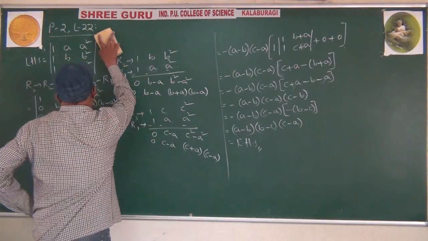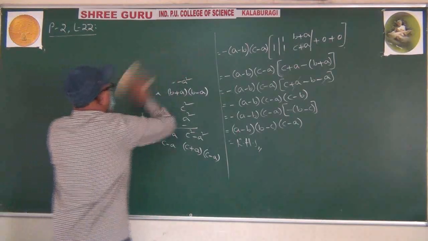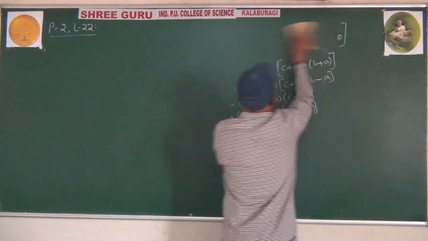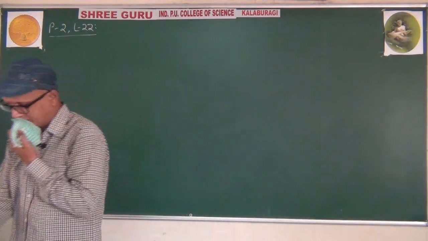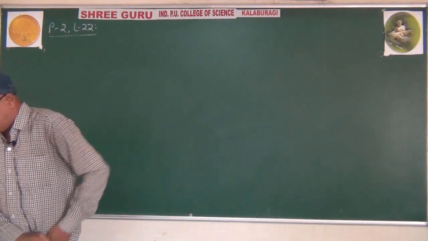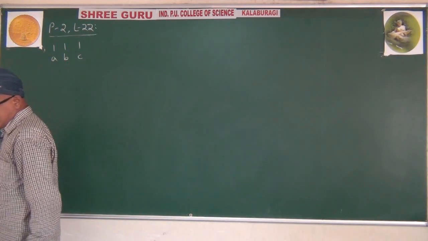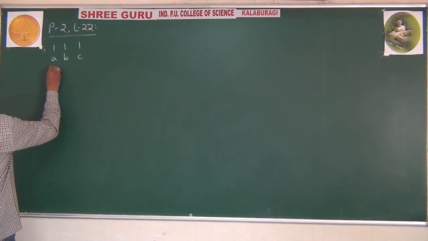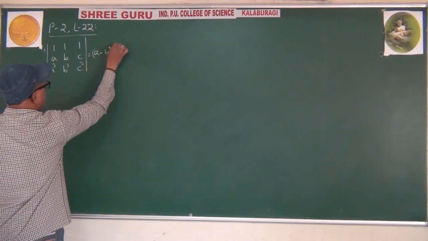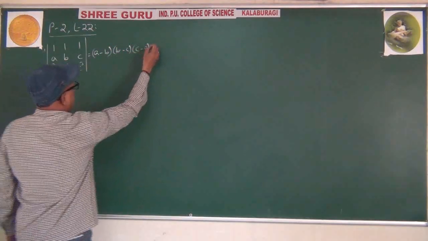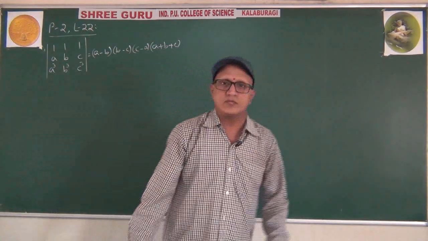So let us see the next question. Next question: determinant with rows 1 1 1, A B C, A cube B cube C cube, equals A minus B, B minus C, C minus A into A plus B plus C.